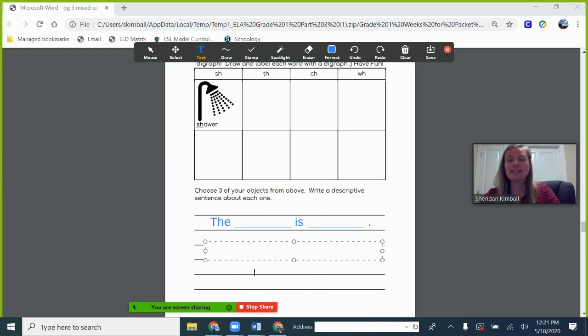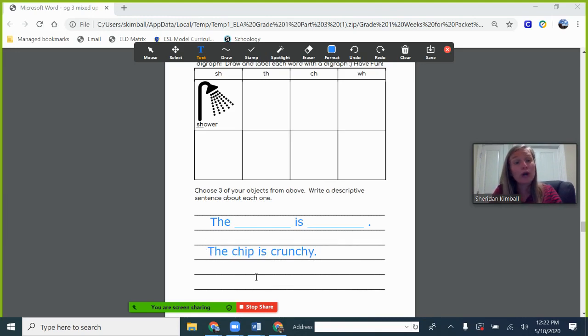So I'm going to add another sentence. Here's my sentence. The chip is crunchy. That's how I'm going to describe my CH word, chip. Now I want you to choose 3 different digraph words, and you need to put it into that sentence, okay?